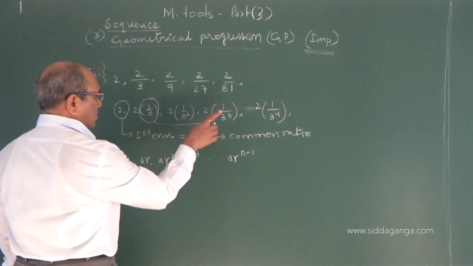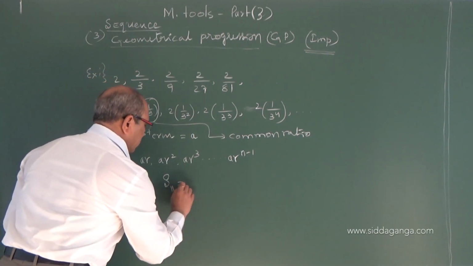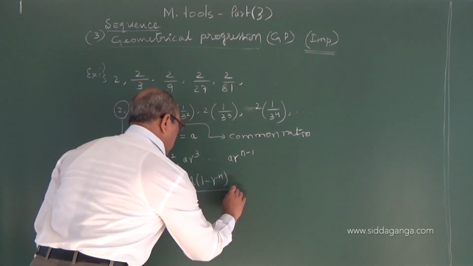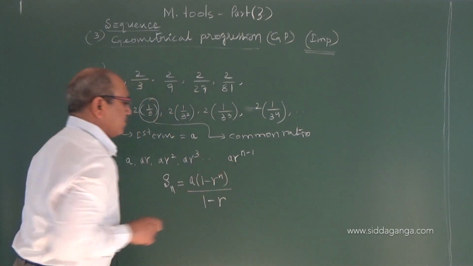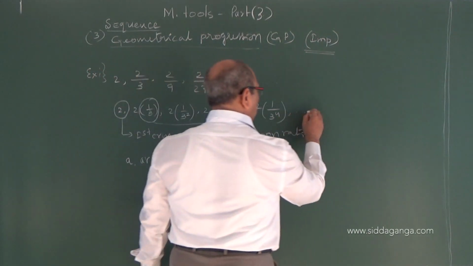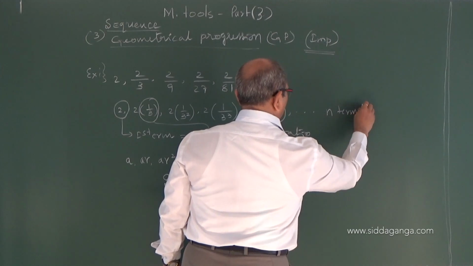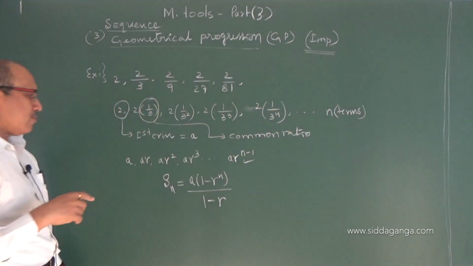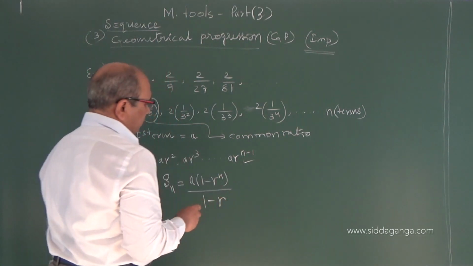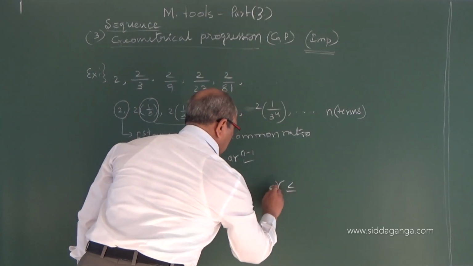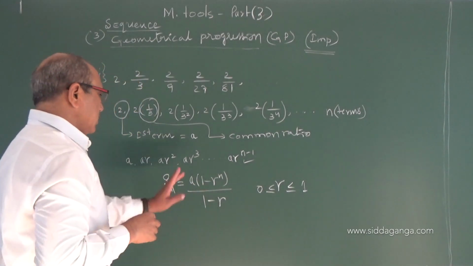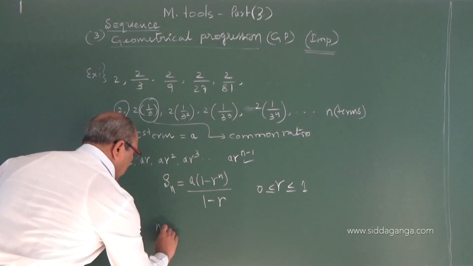So the solution to this, the sum of this, is given by A into 1 minus R power n divided by 1 minus R. Already I told you R is a common ratio. Assuming n terms as here taken, A is the first term. So if R is a fraction greater than 0 but always less than 1, then this relation holds, suppose n is very large.